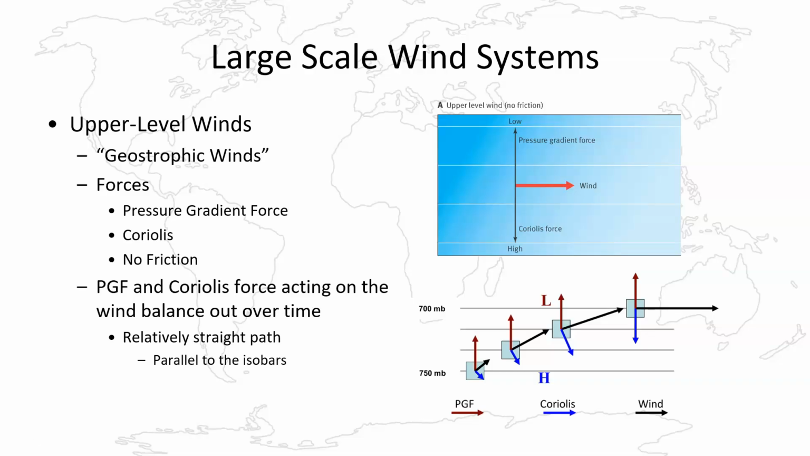And so in this final case, you'll notice that the pressure gradient force arrow and the Coriolis force arrow are in perfect balance with one another. The wind at this point will stop accelerating and go at a constant velocity and travel parallel to these isobars.